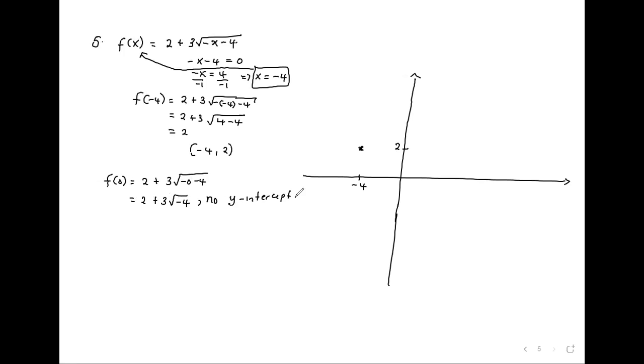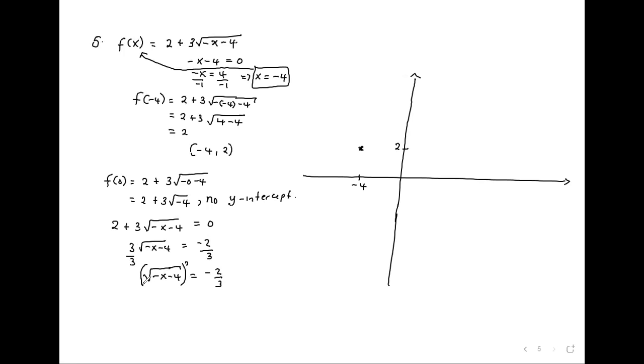Does it mean we have an x-intercept? 2 plus 3 root -x minus 4 is equal to 0. This is 3 root -x minus 4 is equal to -2. Divide by 3, divide by 3. So we have root -x minus 4 is equal to -2 over 3.